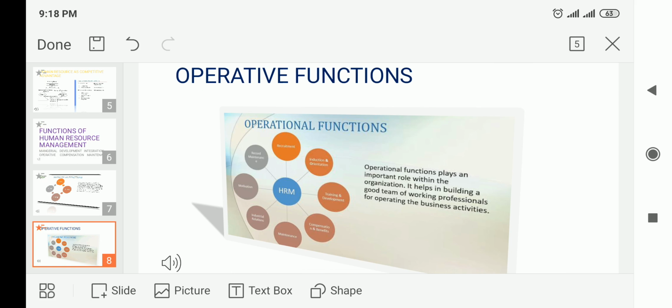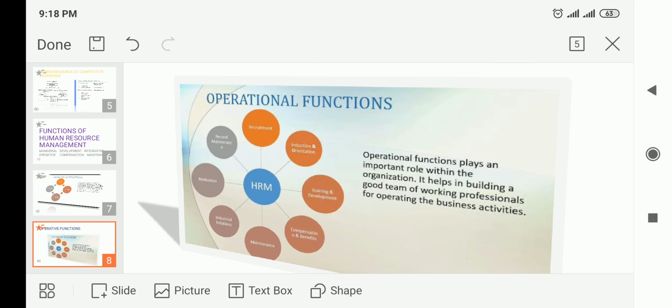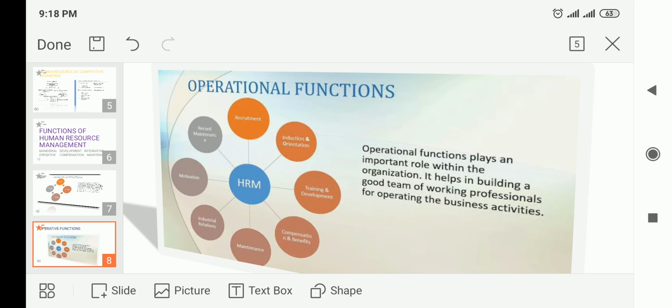Now let's take the second type of function, and that's operative function, and we also call it operational functions. It plays an important role within the organization, helps in building a good team of working professionals for operating the business activity. A team of working professionals has to be developed. If you are not developing a team of working professionals, that means you are not doing things in a proper way.